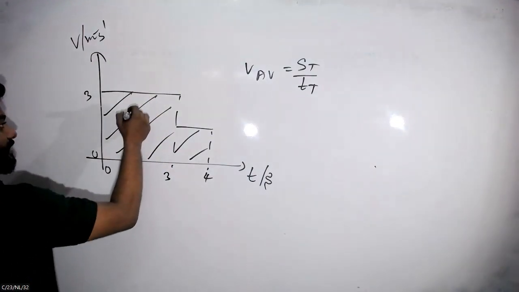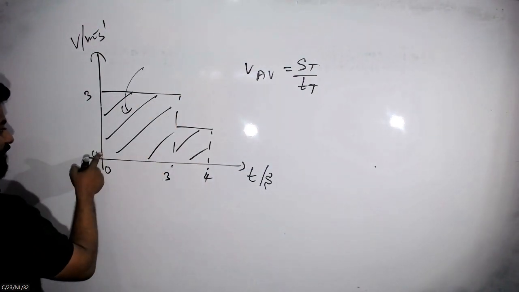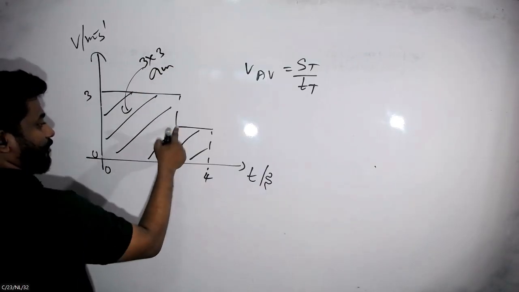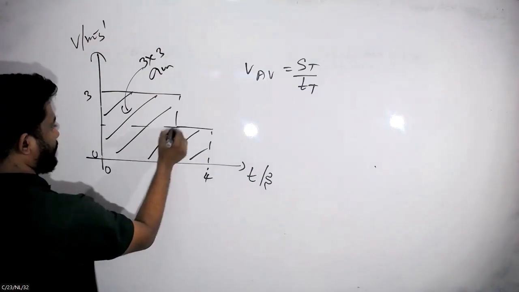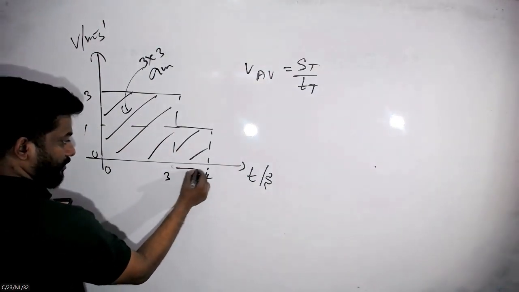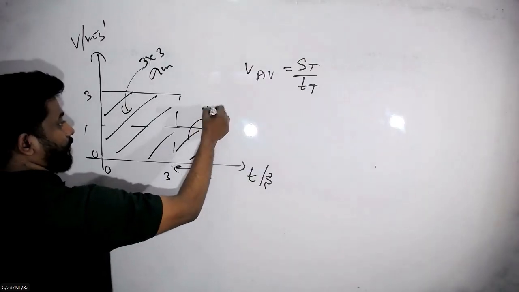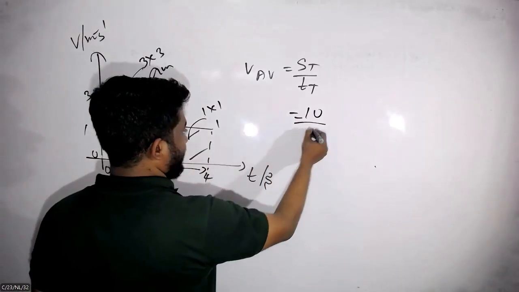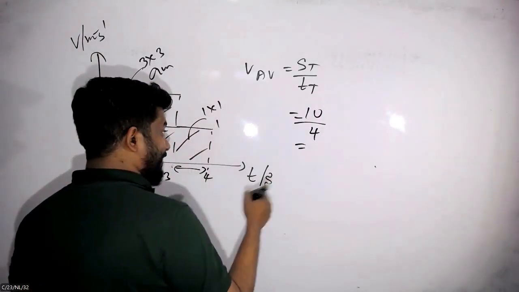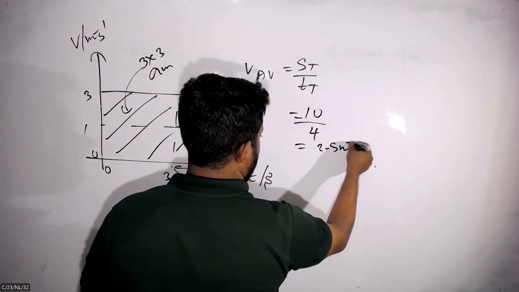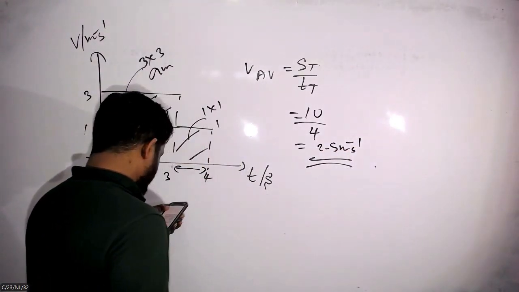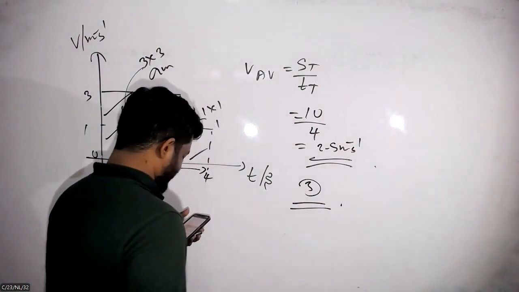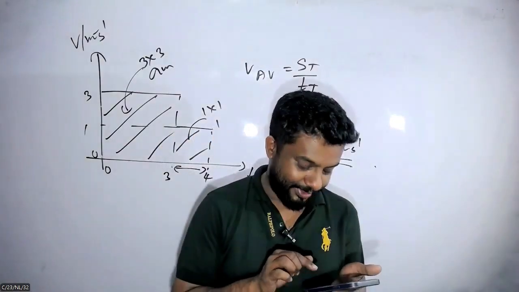Let me explain. The area of this rectangle is 3 into 3, it is a square, 9 meters. From here to here, again 1 into 1, that is 1. Therefore, the total displacement is 10. Total time taken 4. Therefore, the average velocity is 2.5 meters per second. Which one is the answer? Third one is the answer. Right. Let's see question number 9.